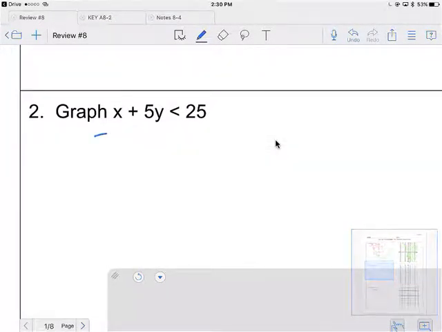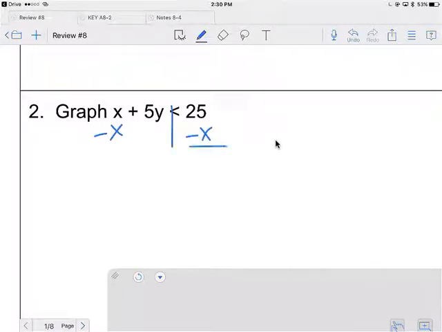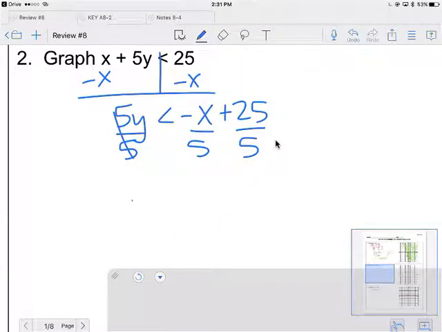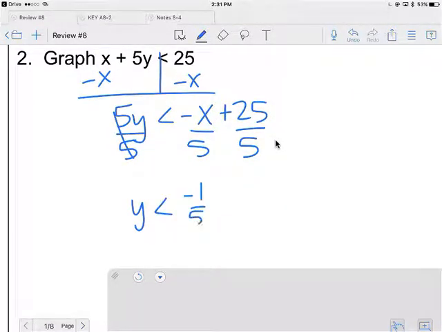Problem 2, we have to solve for y again, so I move x to the other side through the opposite operation. And then to continue solving for y, I divide everything by 5. So y is less than negative 1/5 x plus 5.